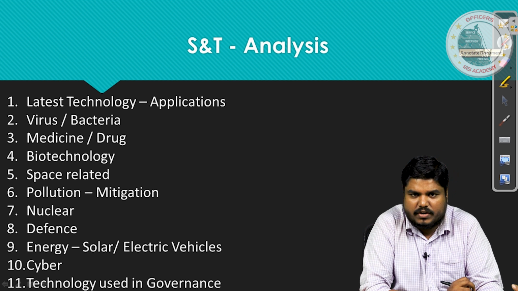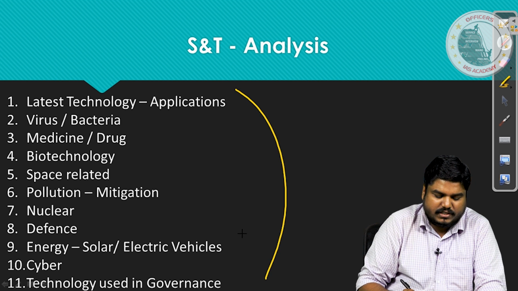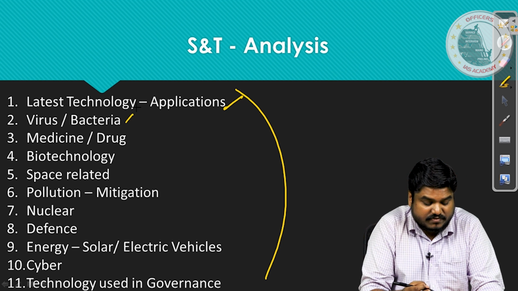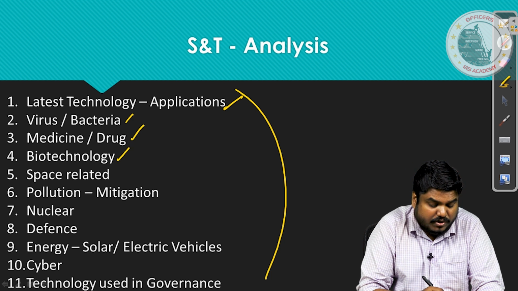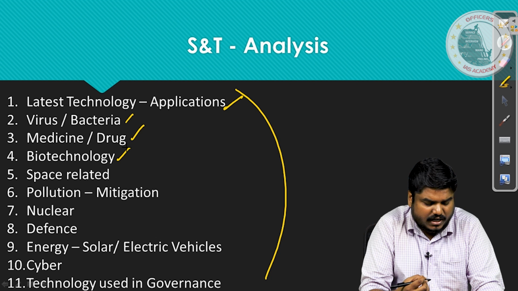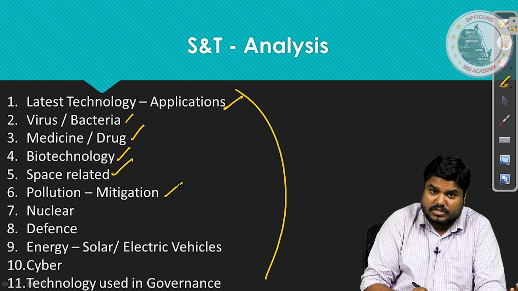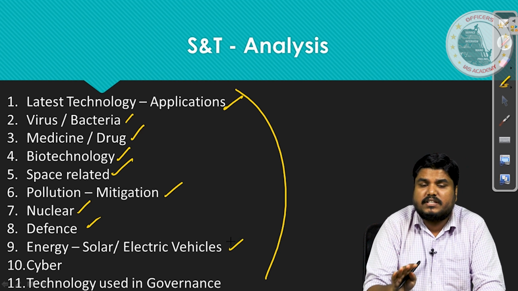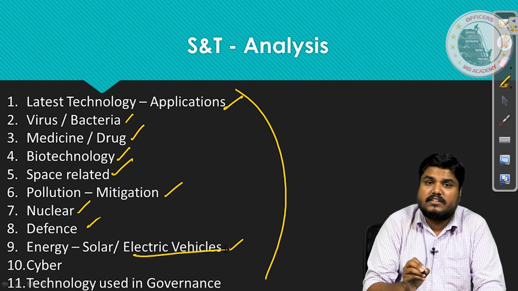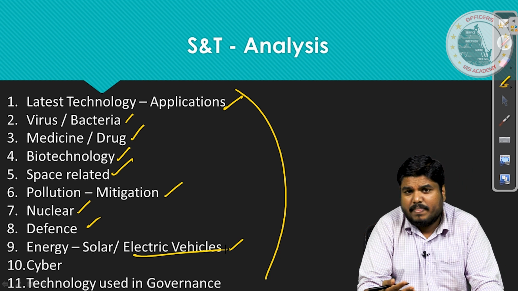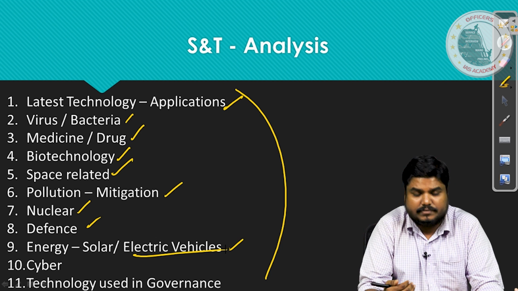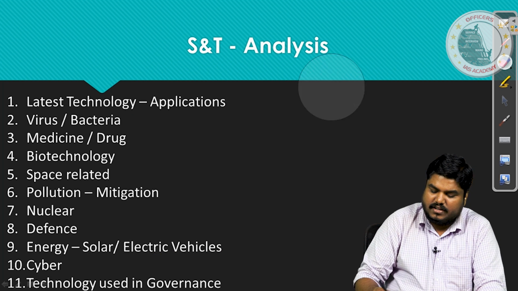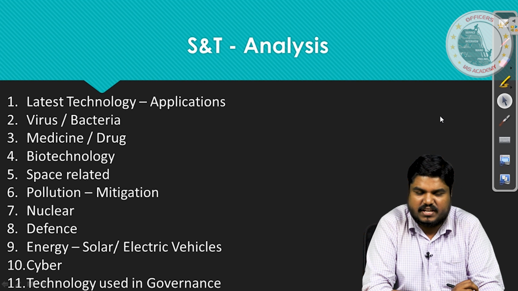So, what we analyzed, we found that UPSC is largely focusing on latest technology and its applications, right. Any virus and bacteria related news becomes very important, medicine, drug related news, biotechnology. Of late we are able to find a good number of questions being asked from biotechnology, then space related, pollution, right, and pollution control technologies, etc., nuclear, defense, energy, particularly solar and electric vehicles. We can expect a good number of questions from electric vehicles and related lithium ion battery, right. On those areas we can expect questions from 2020 prelims, right. Cyber related, technology used in governance, right. From these areas we can expect a good number of questions from science and technology.